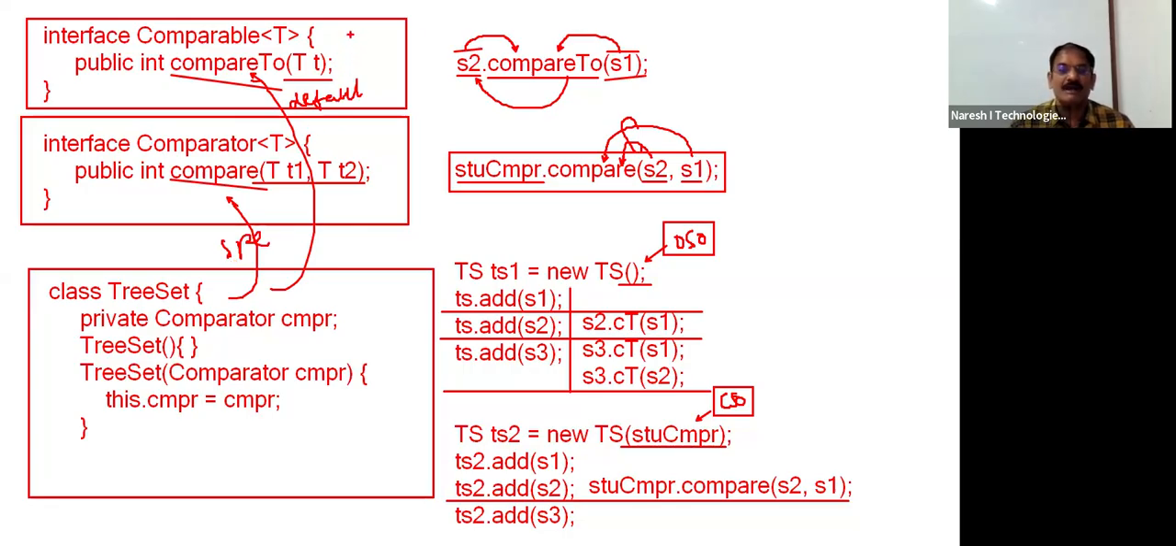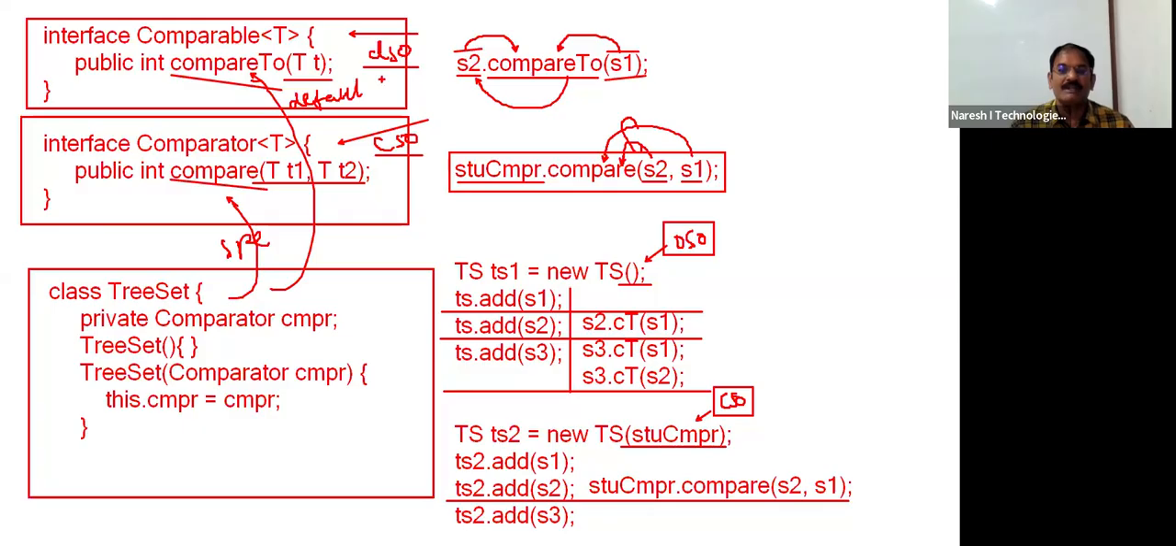What is Comparable and what is Comparator? Comparable is an interface that is used for providing default sorting order to the TreeSet. Comparator is also an interface. It is used for passing custom sorting order to the TreeSet. TreeSet by default uses Comparable. TreeSet uses Comparator only when we pass it explicitly as an argument.